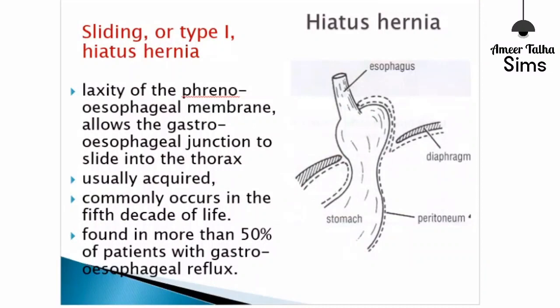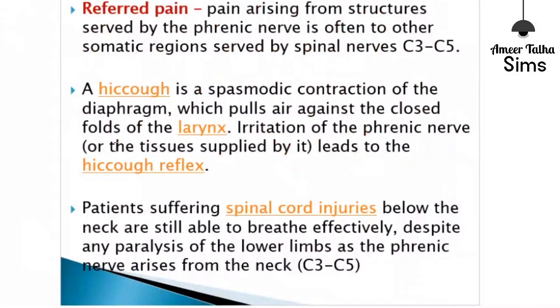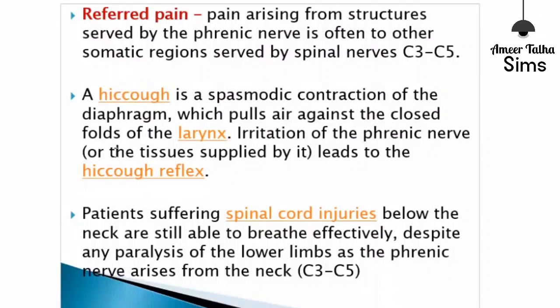While in paraesophageal or rolling hiatal hernia, the stomach herniates into the thorax alongside the esophagus. This is the esophagus, and then part of the stomach herniates. This is the rolling type of hiatal hernia. Next, we have referred pain. Pain arising from the structures served by the phrenic nerve is often referred to other somatic regions served by spinal nerves C3, C4, and C5. This is referred pain.